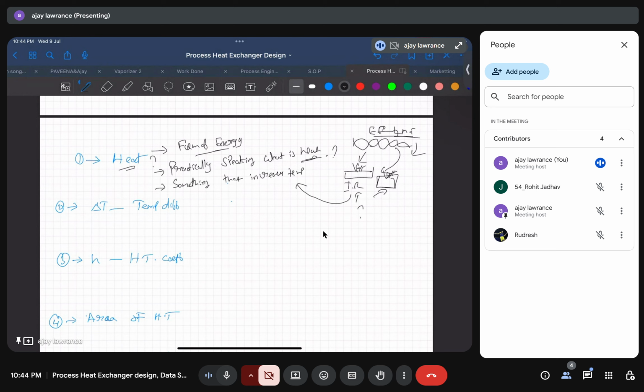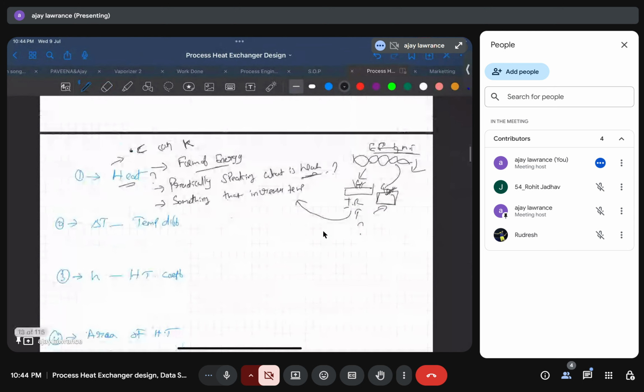Let me write the unit of it. It can be measured in degree Celsius or Kelvin. Someone will be writing degree Kelvin. No, only Celsius or Fahrenheit will have degree; Kelvin will not have any degree. The conversion factor is 0 degree Celsius equal to 273 Kelvin. This is the conversion factor you will use while solving heat exchangers, so you have to remember it. 273 Kelvin. Right.